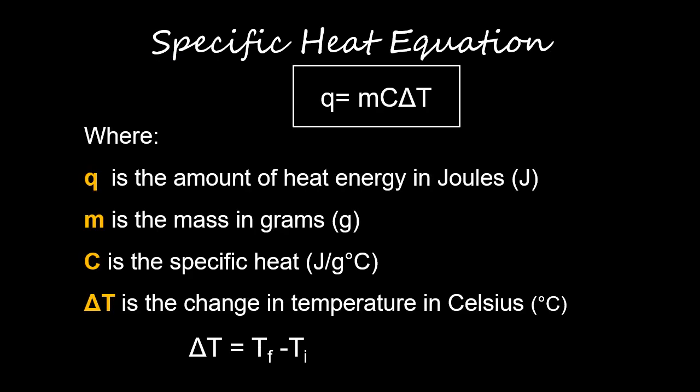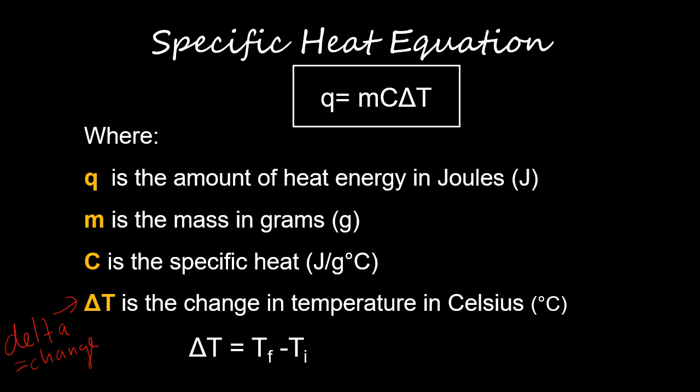So how are we going to use this? We're going to use this equation called the specific heat equation. This is back at the top of your paper. So we're going to put this equation in the box, Q equals MC delta T. So that triangle next to the T is a Greek letter delta, and it means change.